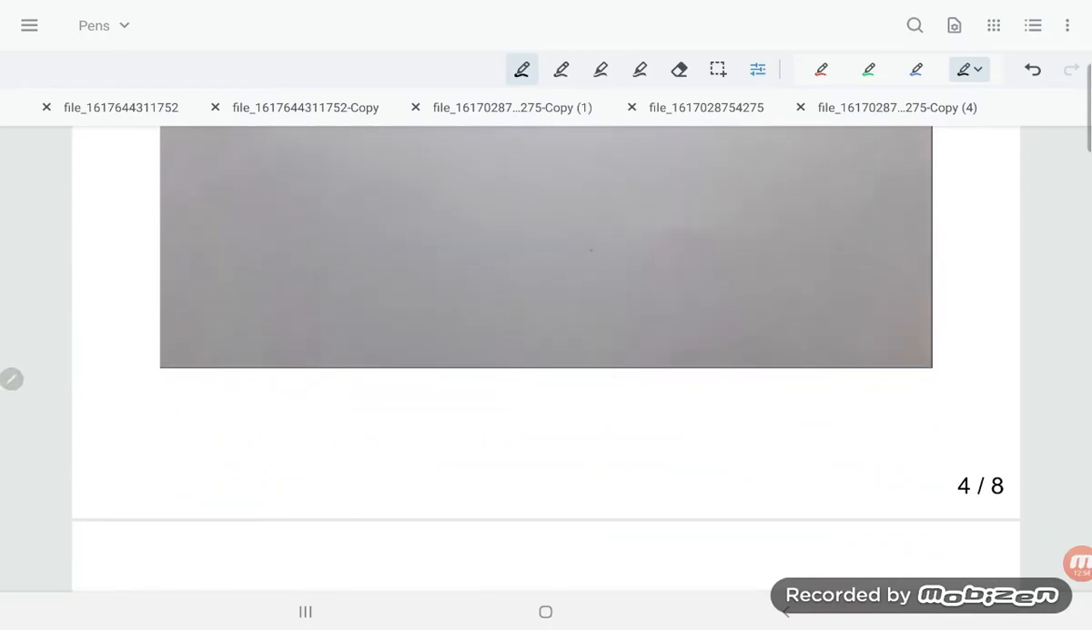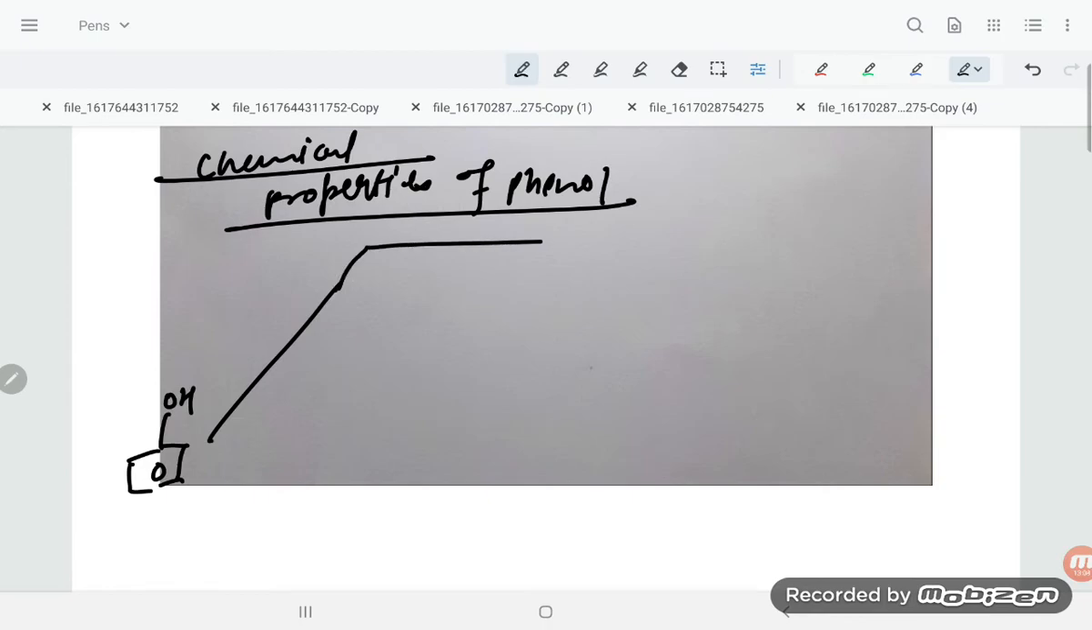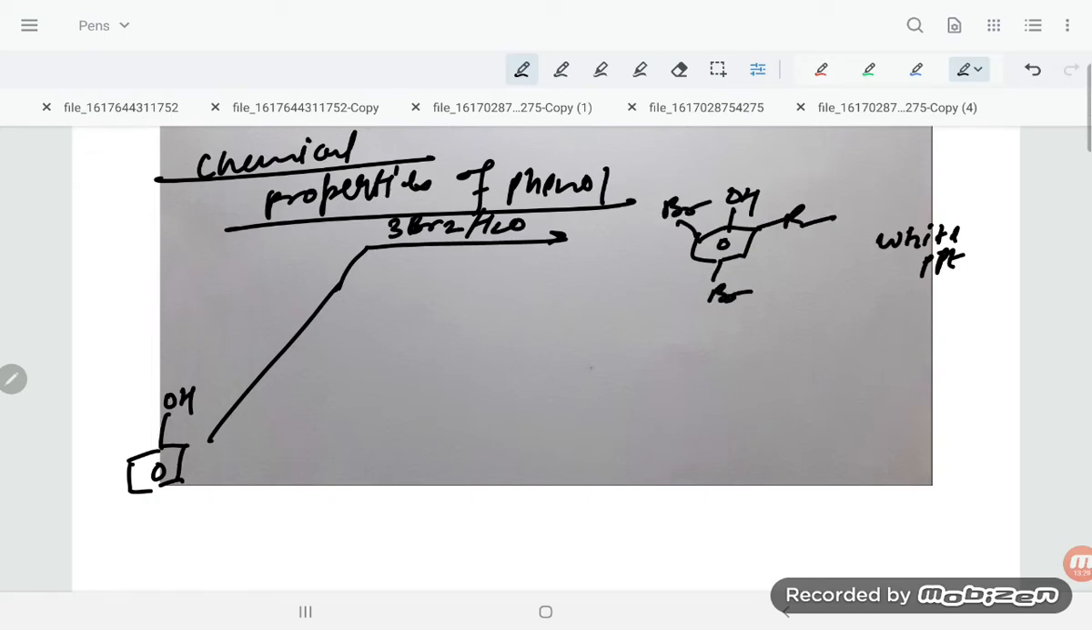The first one you are going to see is phenol. Suppose I am writing it this way, here is OH. The first reaction is with 3Br2 and H2O, the bromine water test. If you do the bromine water test, you will get a white precipitate of tribromophenol. Here is Br, here is Br, and here is Br: tribromophenol.